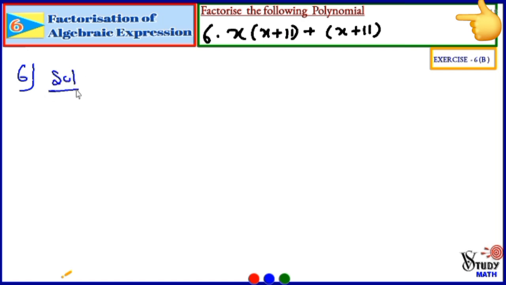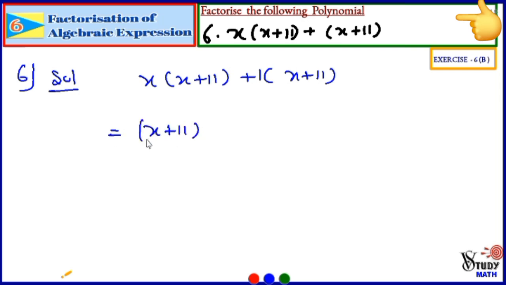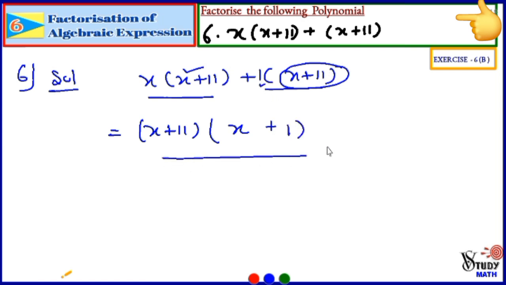Solution of problem number 6. So x(x + 11) + 11, positive (x + 11). So we assume here 1. So here x + 11, this is a binomial which is common in both the terms, you can see clearly. If I take x + 11 as common from the first term, what is remaining here? x is remaining here. If from the second term I take x + 11 as common, what is remaining here? 1 is remaining here, and this is the final answer of this problem, my dear students.